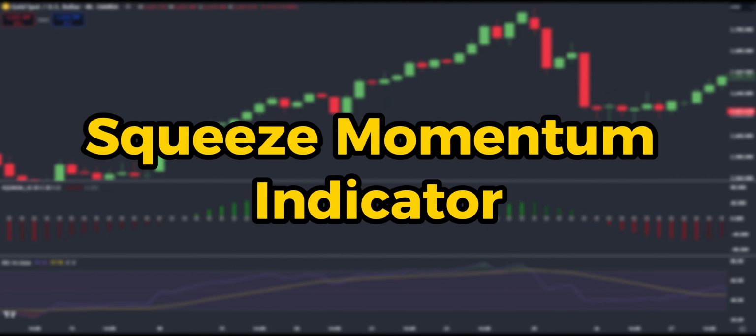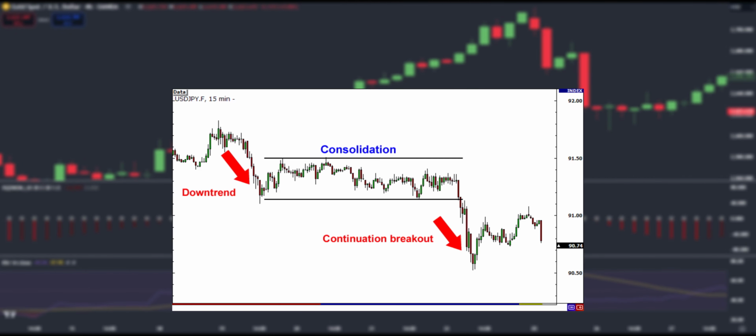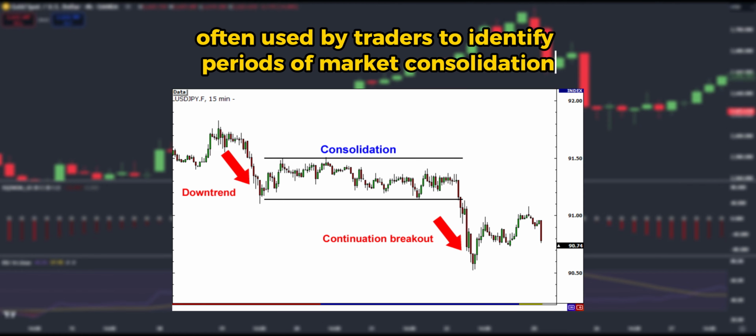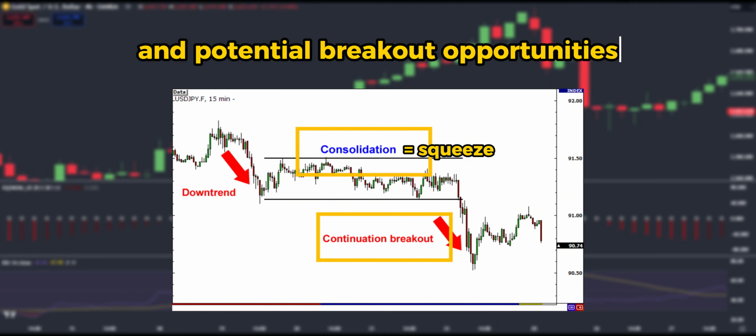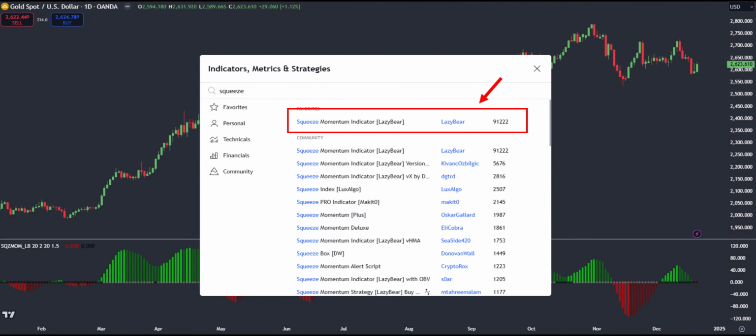The squeeze momentum indicator, created by Lazy Bear, is a momentum-based tool often used by traders to identify periods of market consolidation, known as a squeeze, and potential breakout opportunities. Here's a tutorial on how to add it.